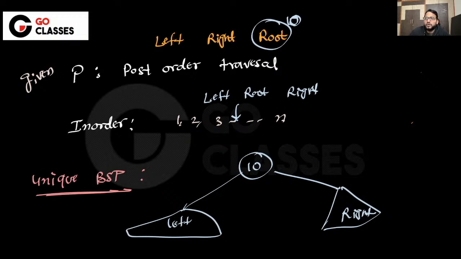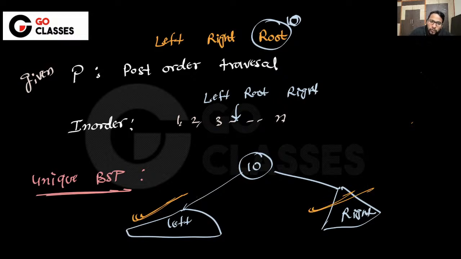Okay, so this is okay, right? So what I will do, I will go to the post order and check what the root is, and then based on the root, I will go to the in order and divide it into two parts. So that's my task. I will be drawing the unique binary search tree here.